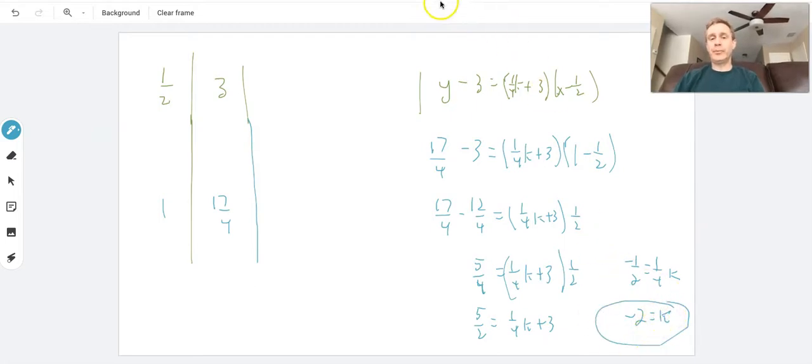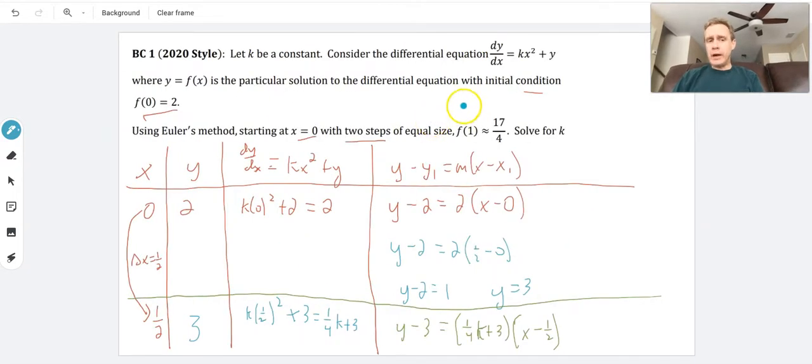All right. So just be mindful, if you're told to use Euler's method, and they typically always tell you that in a problem.